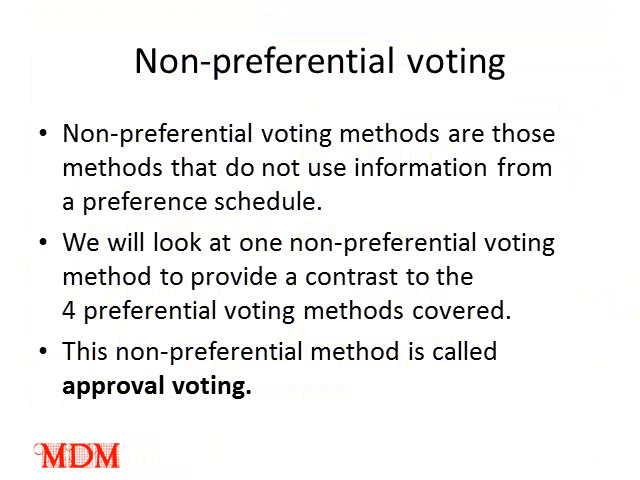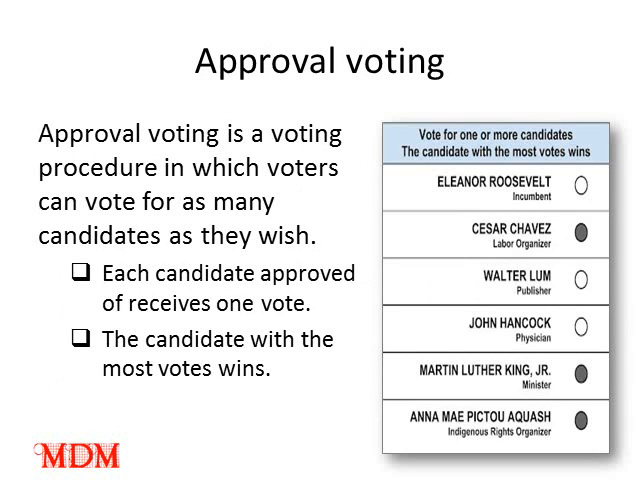But before we get into that, let's just review what non-preferential voting is. Non-preferential voting methods are those methods that do not use information from a preference schedule. We'll look at one non-preferential voting method to provide a contrast to the 4 preferential voting methods that we've covered. This non-preferential method is called approval voting. Approval voting is a voting procedure in which voters can vote for as many candidates as they wish. Each candidate approved of receives 1 vote. The candidate with the most votes wins.